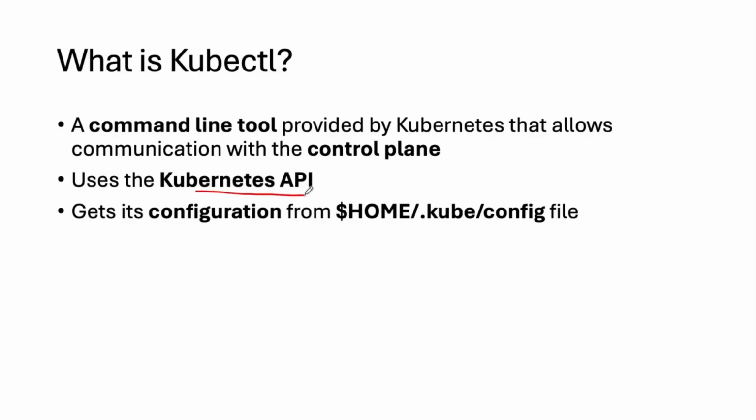If you want to communicate with Kubernetes, if you want to communicate with the control plane, then you have to use the Kubernetes API. And it gets its configuration from this location, which is located under your home directory in the Kubernetes home folder, and the file name is config. This is the default location of the config file, but you can also pass additional config files through the environment variable and command line option to kubectl.